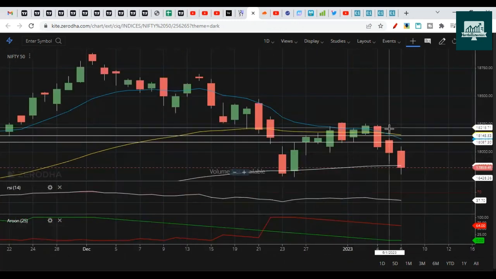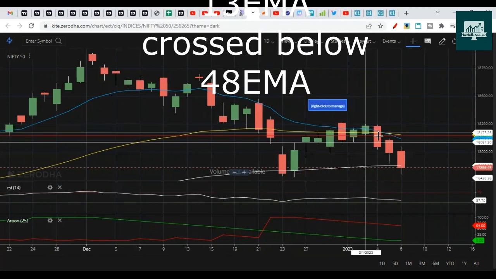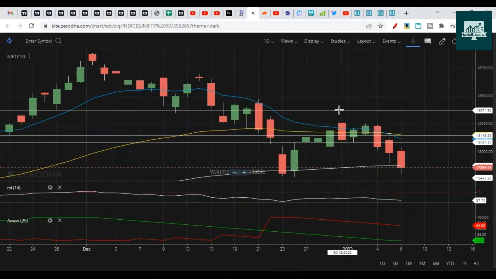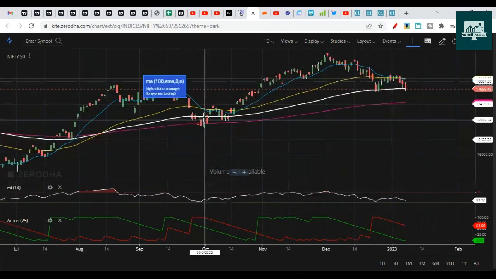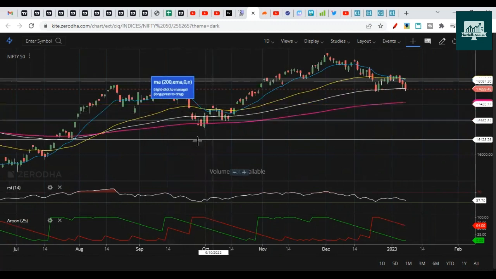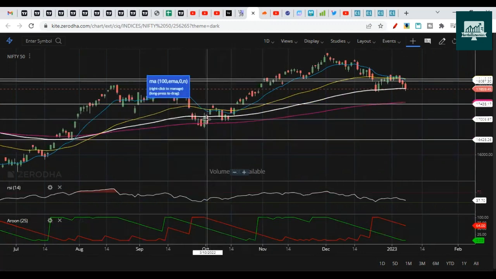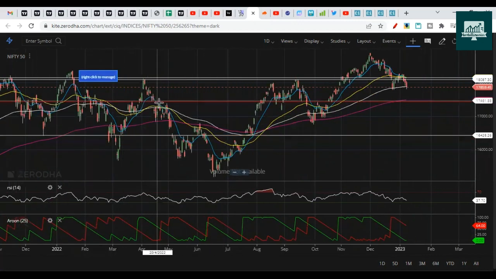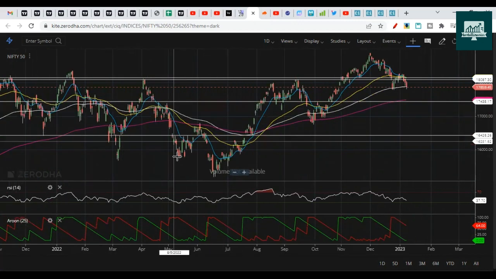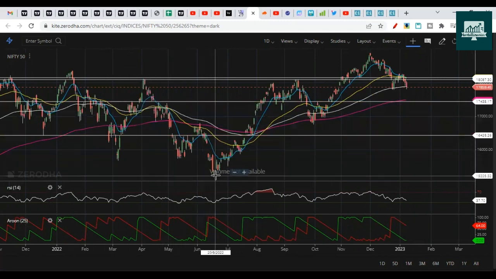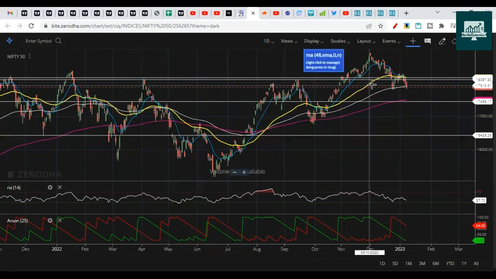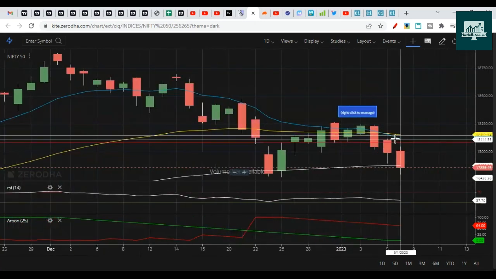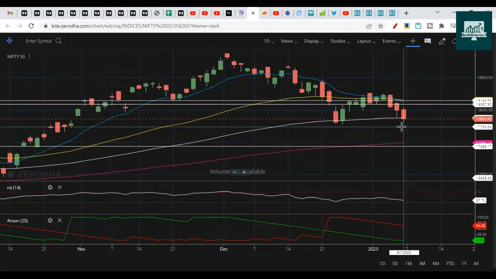Here, one more important thing. 13 EMA has crossed over 48 EMA. So this indicates bearishness in the market. Previously also, whenever we had that crossover, and only if Aroon goes sideways, then we'll have a sideways market, and then it can pull back. But if it crosses over like this one here, it crossed over, and then we had a sharp drop in the next couple of days. So the same thing can happen here as well. This crossover carries importance. 13 EMA crossing 48 EMA shows that the trend is still bearish.